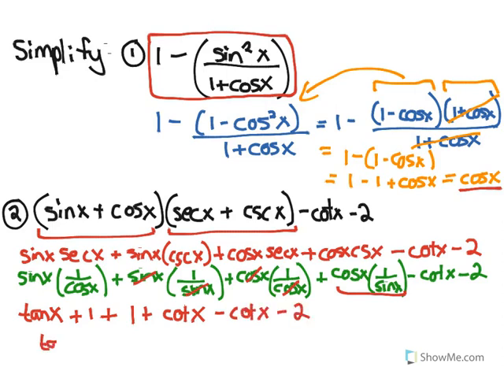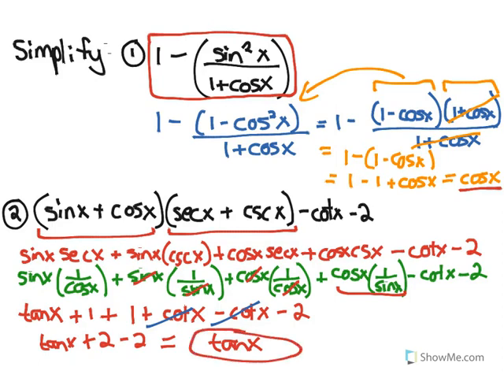Simplify this, we get tan x plus 1 plus 1 is plus 2, plus cotangent x minus cotangent x, so those cancel. And we're also left with the minus 2 hanging on at the back. So tan x plus 2 minus 2 just equals tan x. So if you keep going and simplify these things correctly, it takes a fairly complex expression down to one single trigonometric ratio.